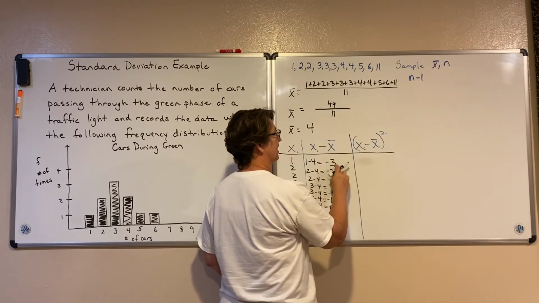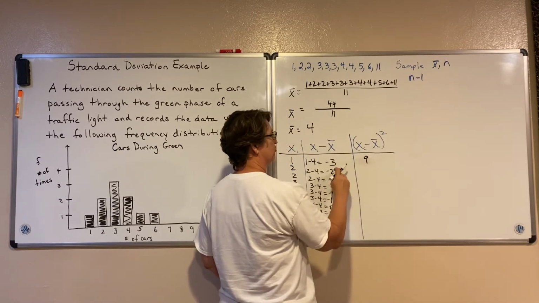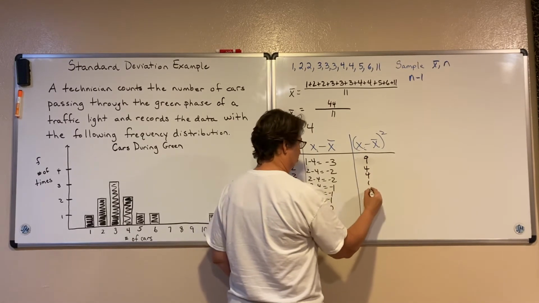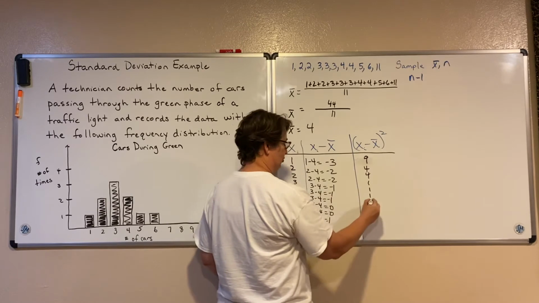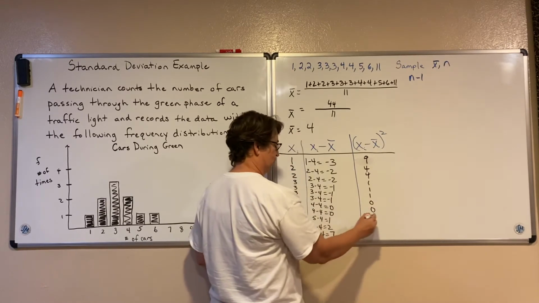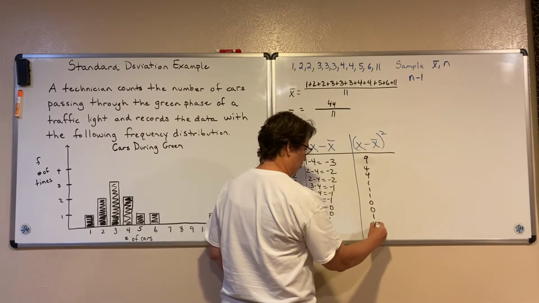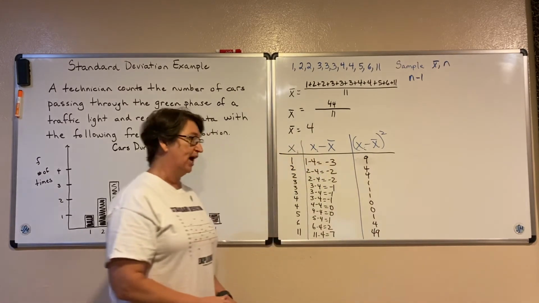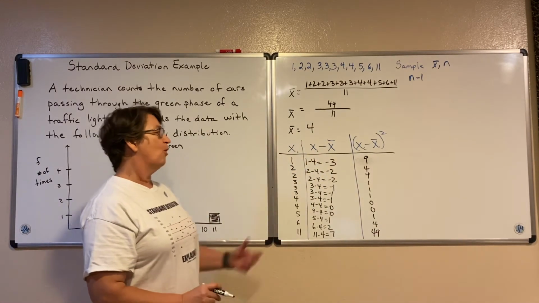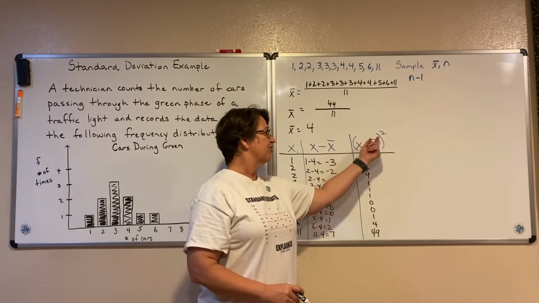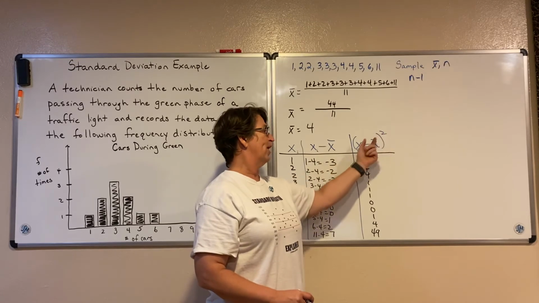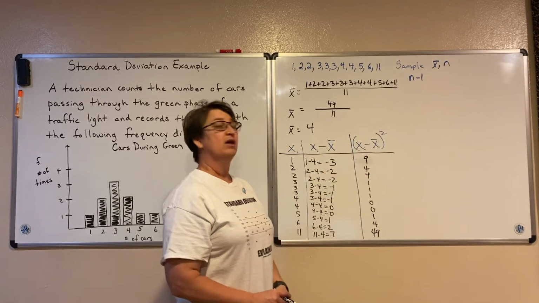Negative 3 times negative 3 is 9. Negative 2 times negative 2 is 4. Negative 1 squared is 1. 0 squared is 0. 1 squared is 1. 2 squared is 4. And 7 squared is 49. So I now have the squared deviations. That's what we found, the squared deviations.